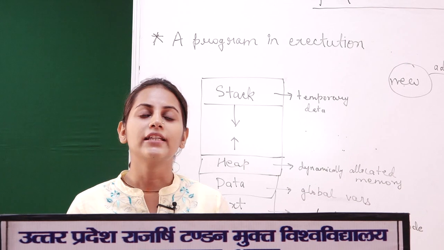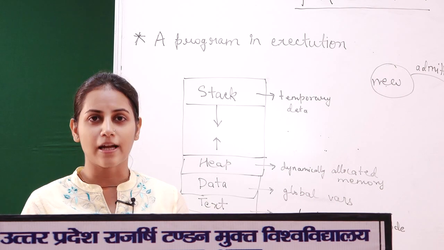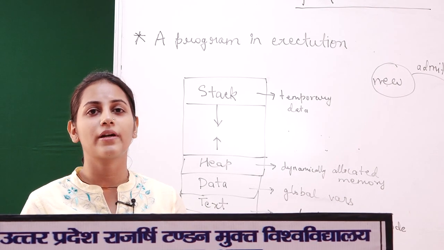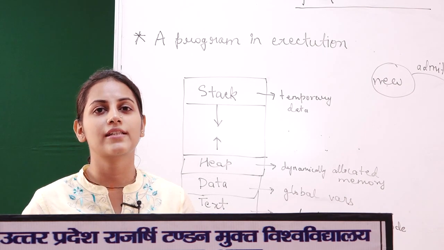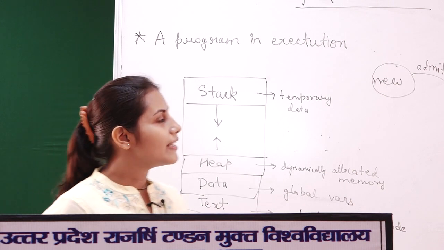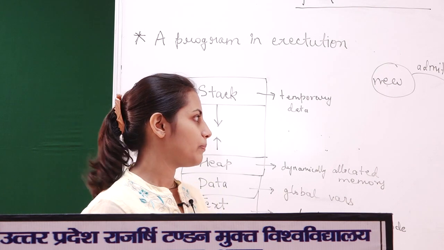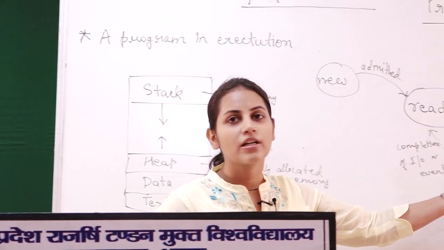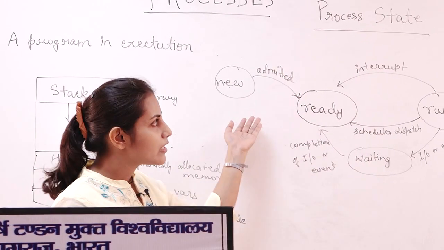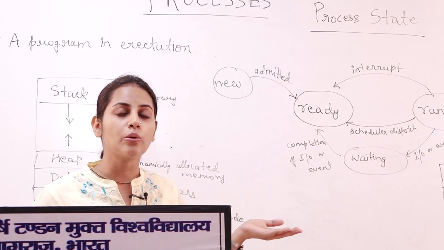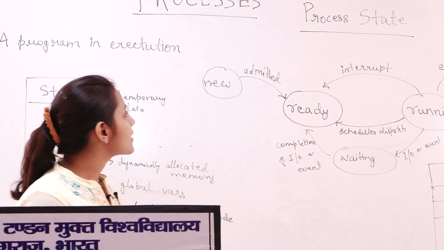Every process running in the memory passes through different stages. Once the process is submitted for execution in the operating system, till its termination, the process passes through different states. These states can be represented with the help of a process state diagram. What you can see here is a general process state diagram, which describes the states that a process passes through during its lifetime. Let us discuss this in more detail.